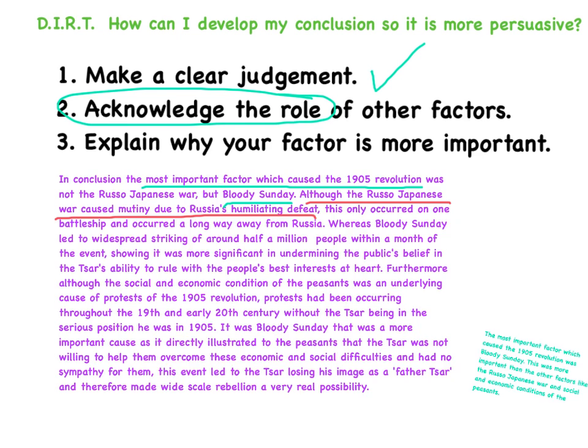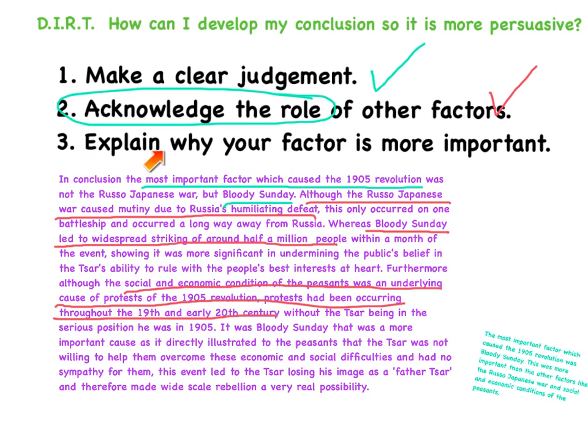Let's see where else we've got things written down. So we've Bloody Sunday, we've obviously mentioned as well. Bloody Sunday led to widespread striking of around 500,000 people. And we've also got social and economic condition of the peasants was an underlying cause of protests occurring throughout the 19th and 20th centuries. So yes, they've definitely acknowledged the role of other factors. They've mentioned what things were causing the Tsar to be undermined by 1905. And finally, have they explained why their decision on what the main factor was causing the 1905 revolution was more important than these other factors?